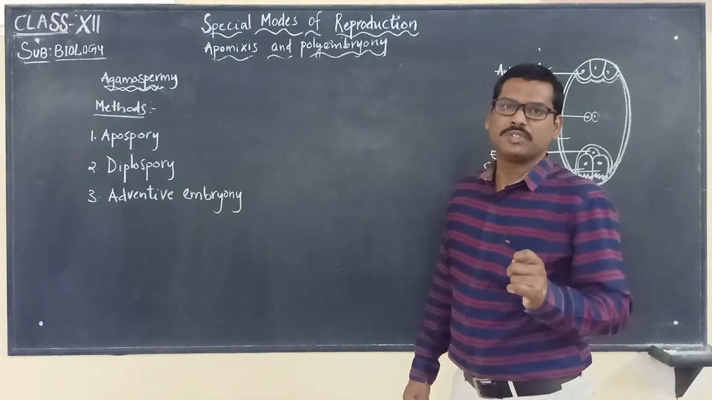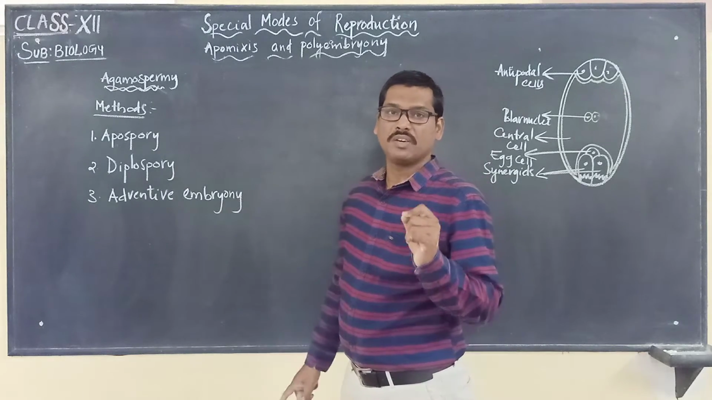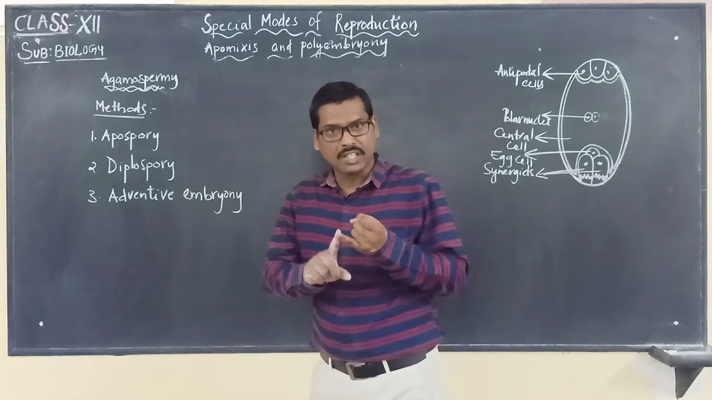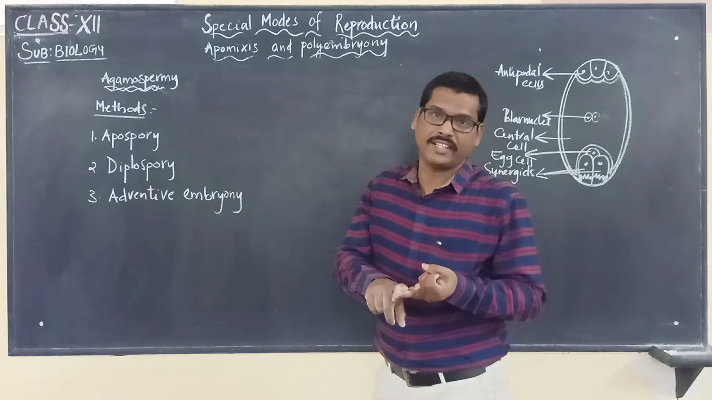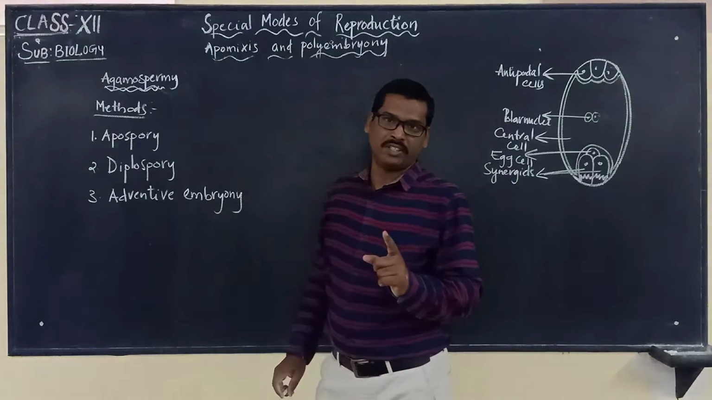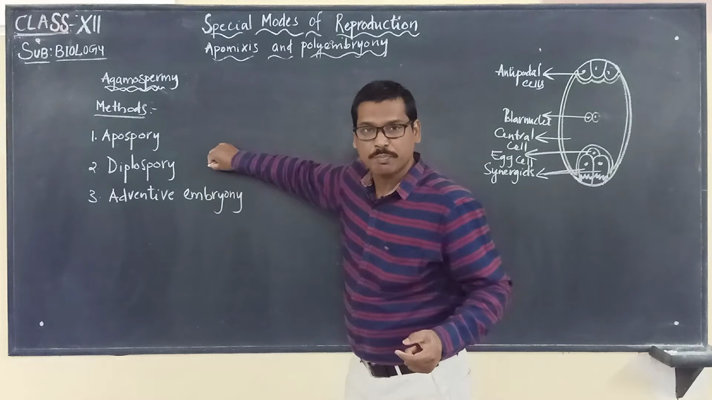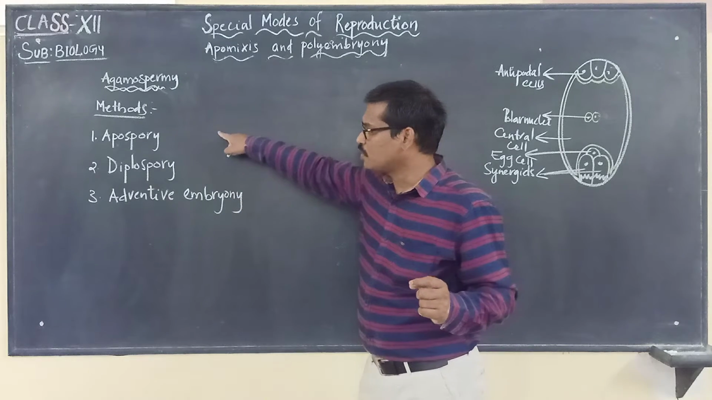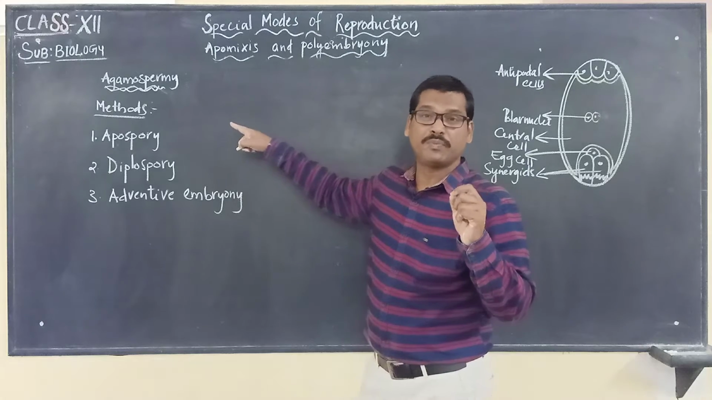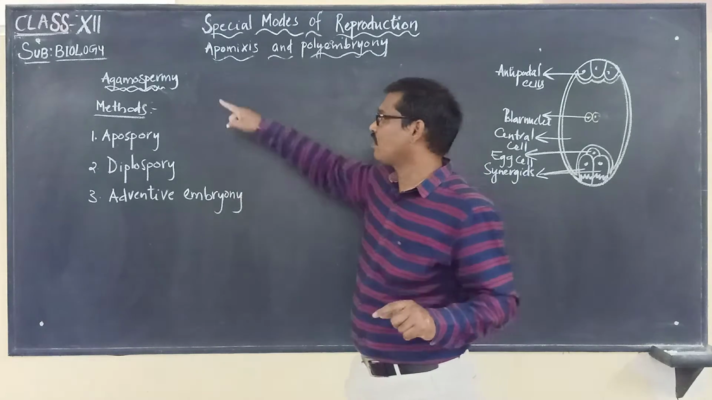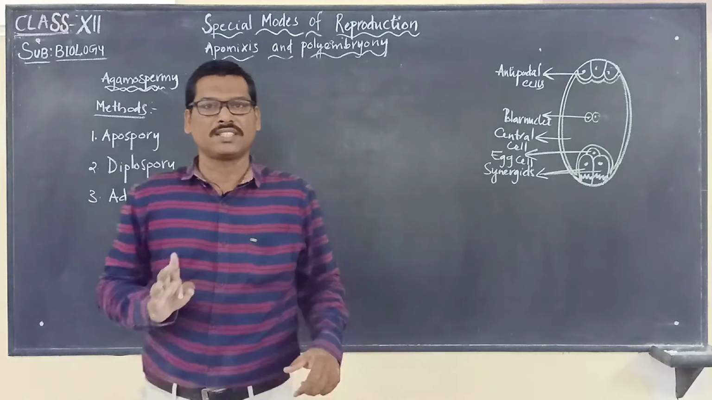Now we are going to discuss agamospermy. It is the formation of embryo without syngamy, meaning without fertilization and meiotic division. It can occur in various methods, such as apospory, diplospory, and adventive embryony. In all these three ways, the embryo is formed without fertilization and meiotic division, which we call agamospermy. We will study them one by one in detail.